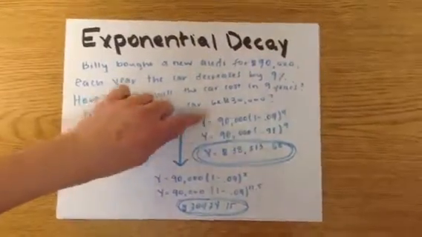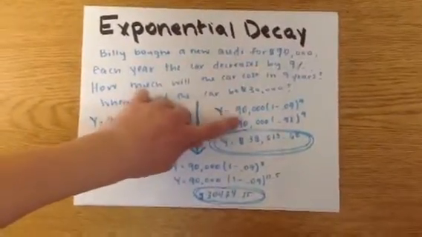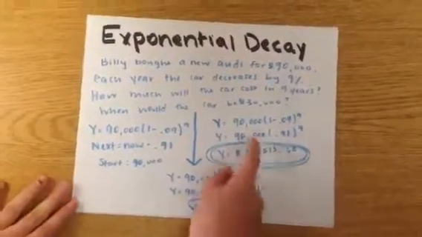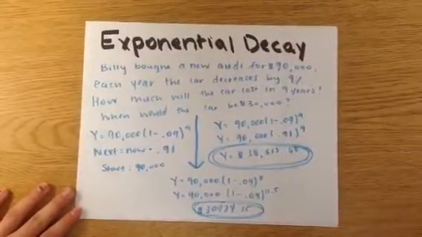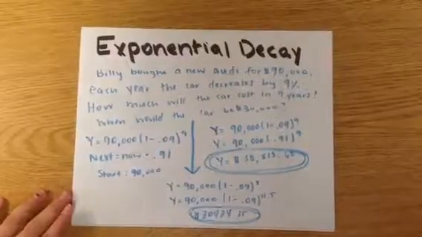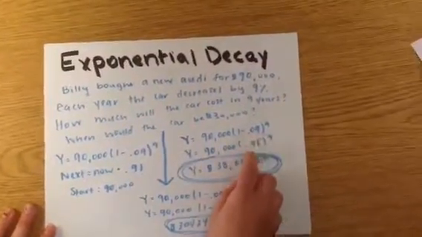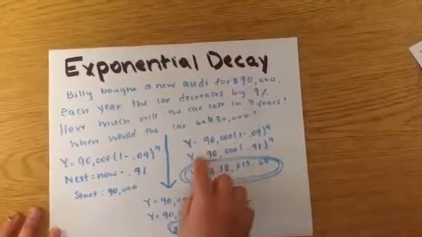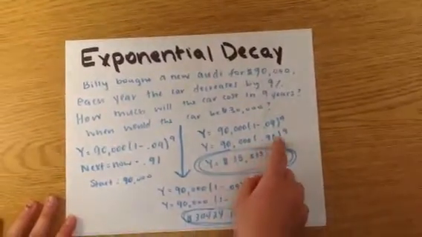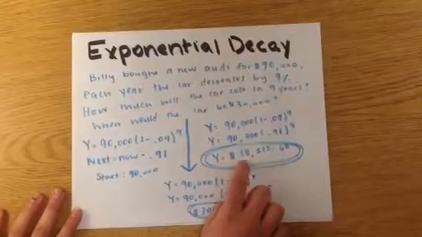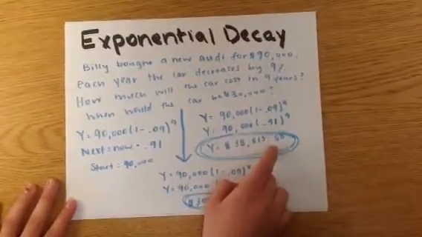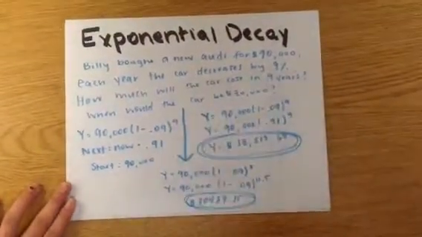So to solve the first problem, it would be 90,000 times (1 minus 0.09) to the power of 9, and 1 minus 0.09 is 0.91, and 90,000 times 0.91 to the power of 9 is 38,513.68. So that's how much the car would cost in 9 years.